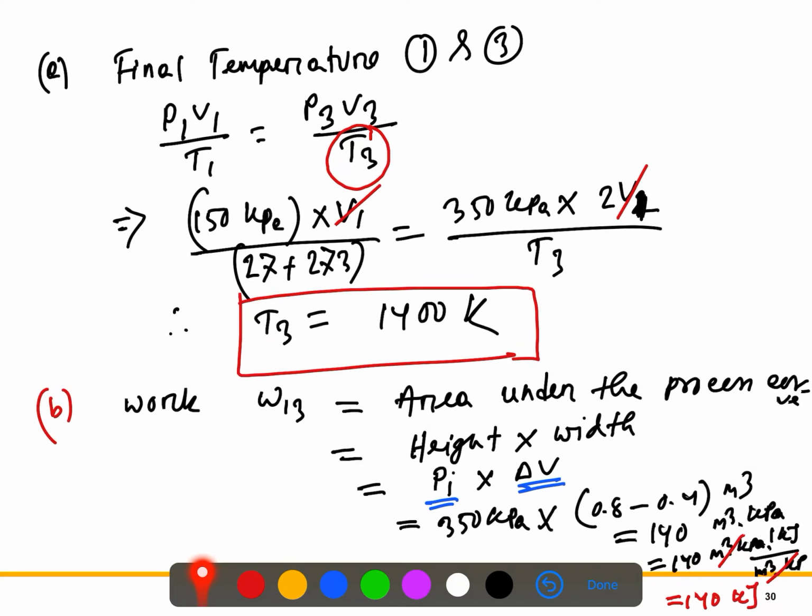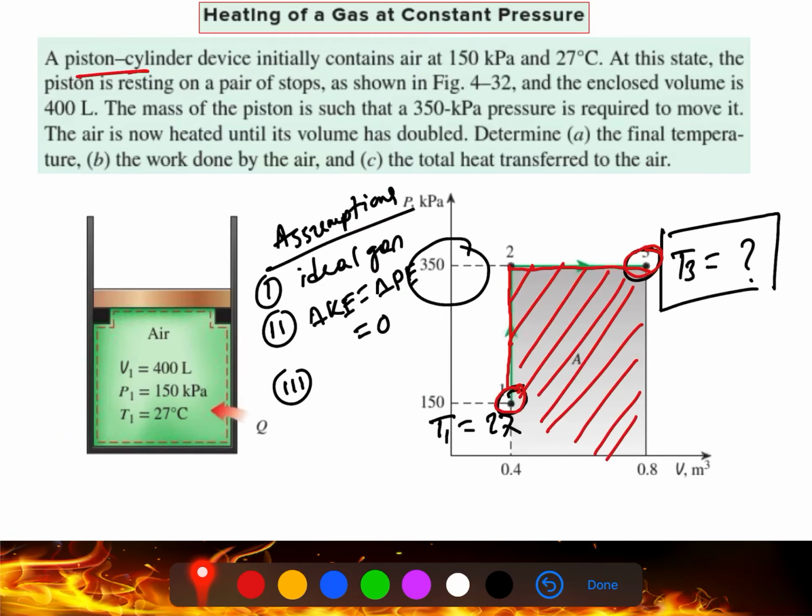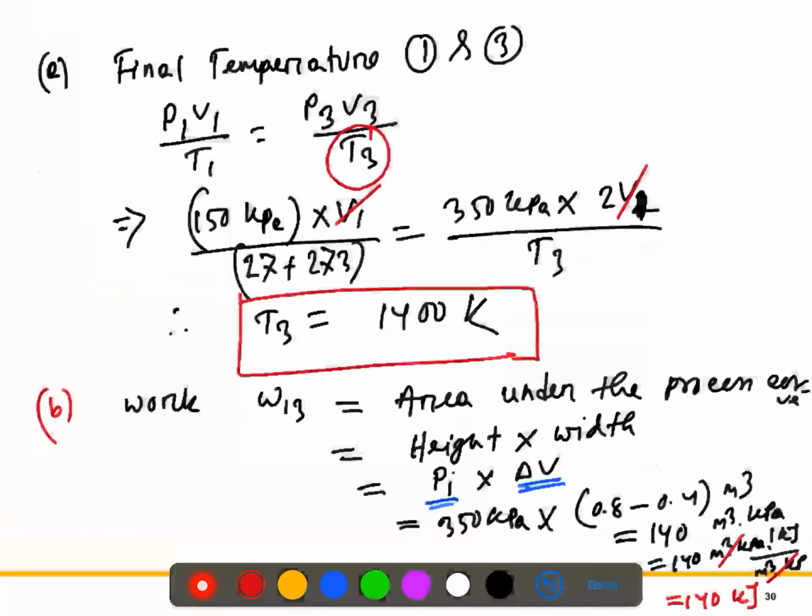And now the total heat transferred to the air. So actually now we will use the energy assumptions. If you can remember, I showed you earlier when I explained the theories. So this question is the total heat transferred to the air. So the total heat transferred to the air, we can calculate this way, guys. Let's say this is question C. So we will calculate the heat transfer.